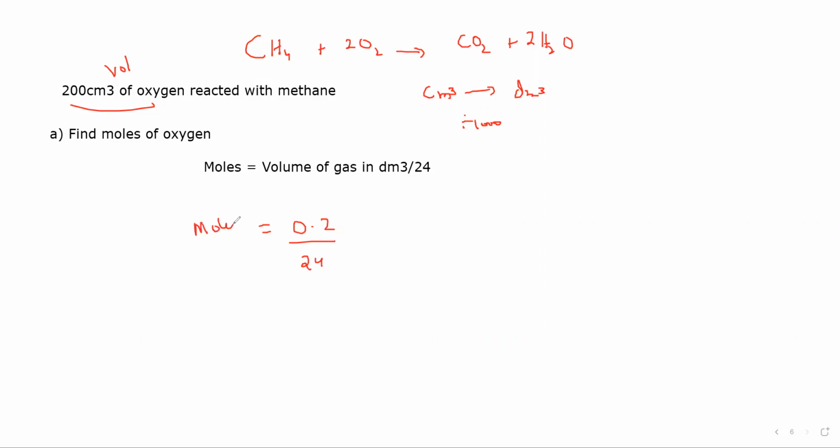So moles of a gas is volume in dm cube divided by 24. 0.2 divided by 24. What's the answer for this? 0.2 divided by 24. You can write in exponent as well, or you can write in decimal. So 0.0083 moles. So these are the moles of oxygen.